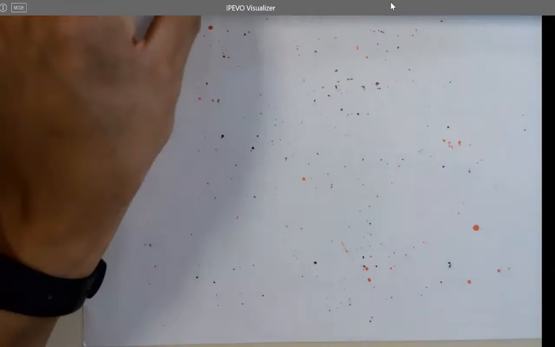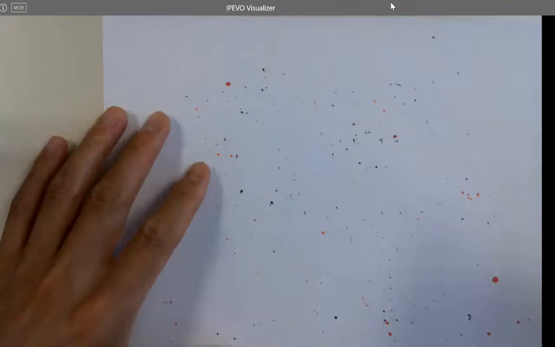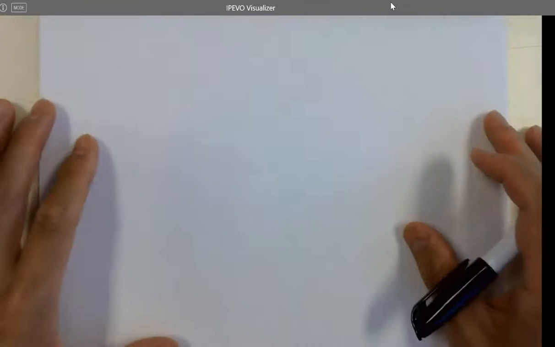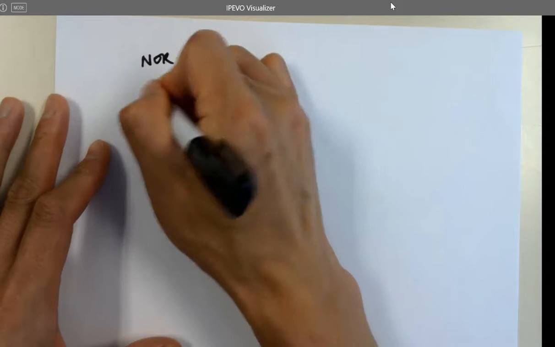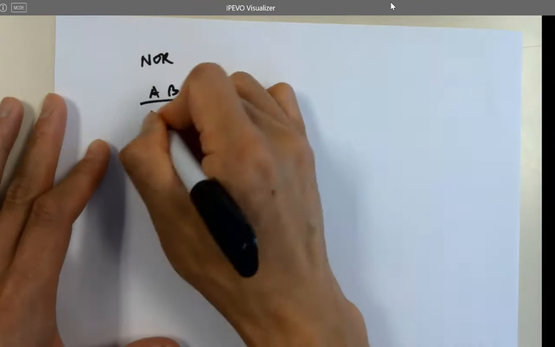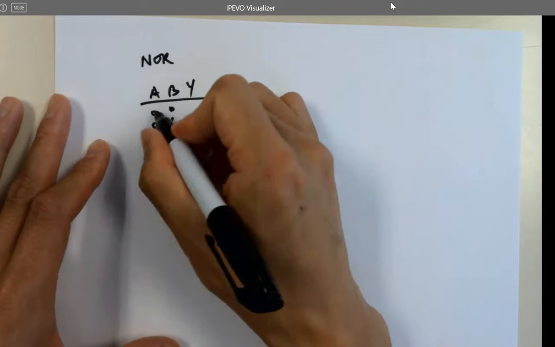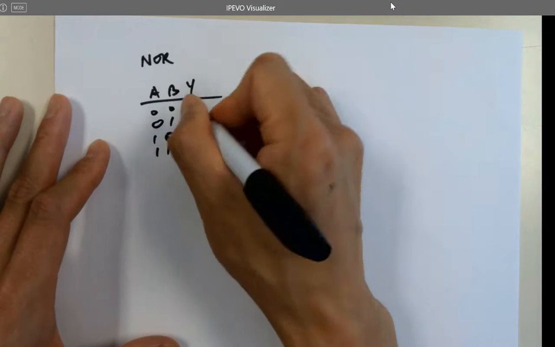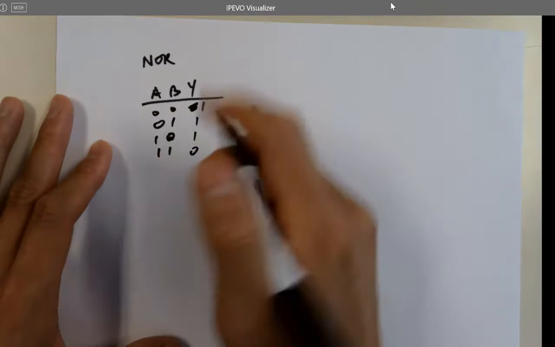Some spray bottles. Doping materials. What about the NOR gate? You can figure out the NOR gate. What's the logic here? 0 0, 0 1, 1 0, 1 1. NOR gate, right? It's going to be 0 here. Wait, 1, 1, 0, right? Or 0.